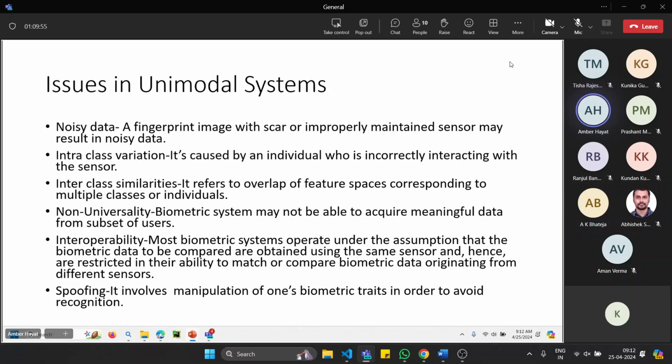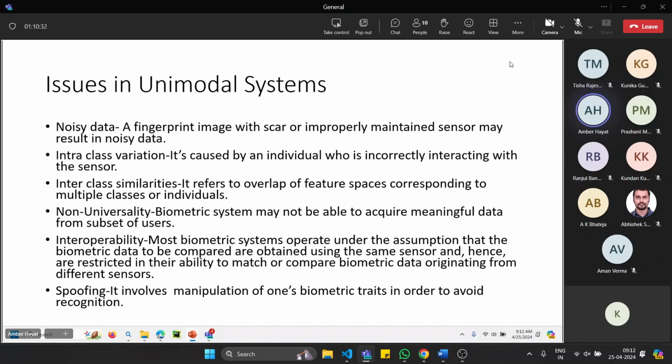So first we'll discuss the issues in unimodal systems. First one is noisy data. If a fingerprint image comes with a scar or there is dirt on the sensor, it will not be captured correctly. Or, for example, the voice can be altered by a cold, or there can be poor illumination of the face. Because of this noisy data, a genuine user may be rejected. So it's better if we could have more than one biometric.